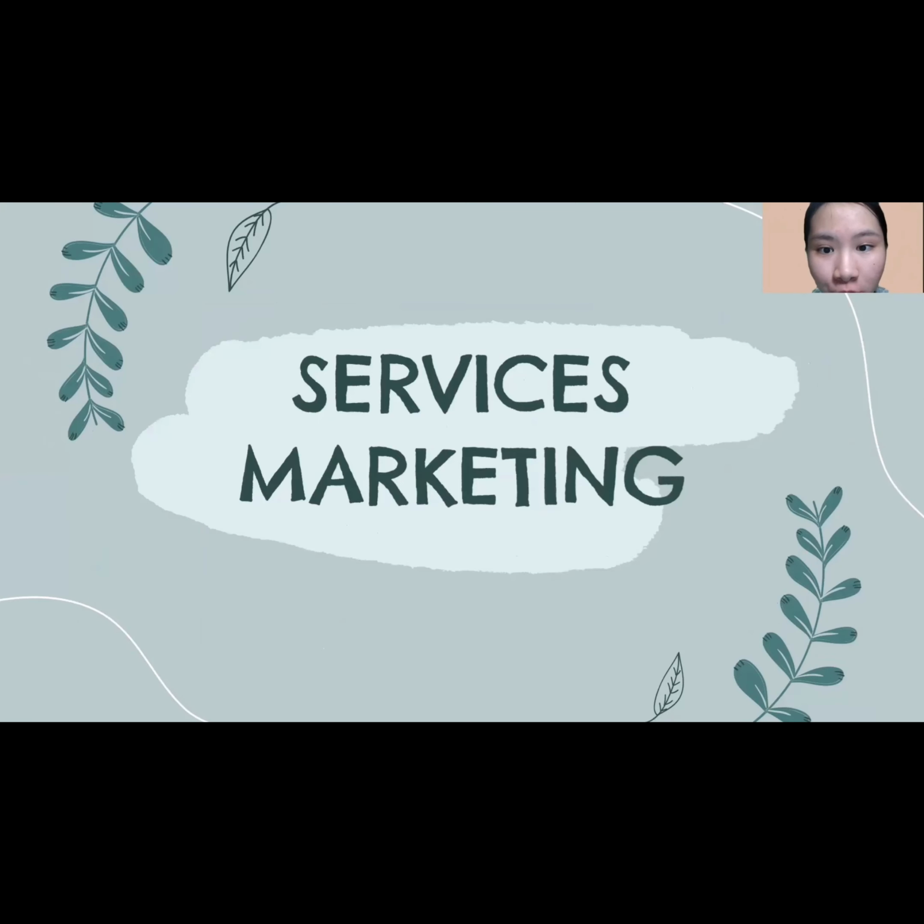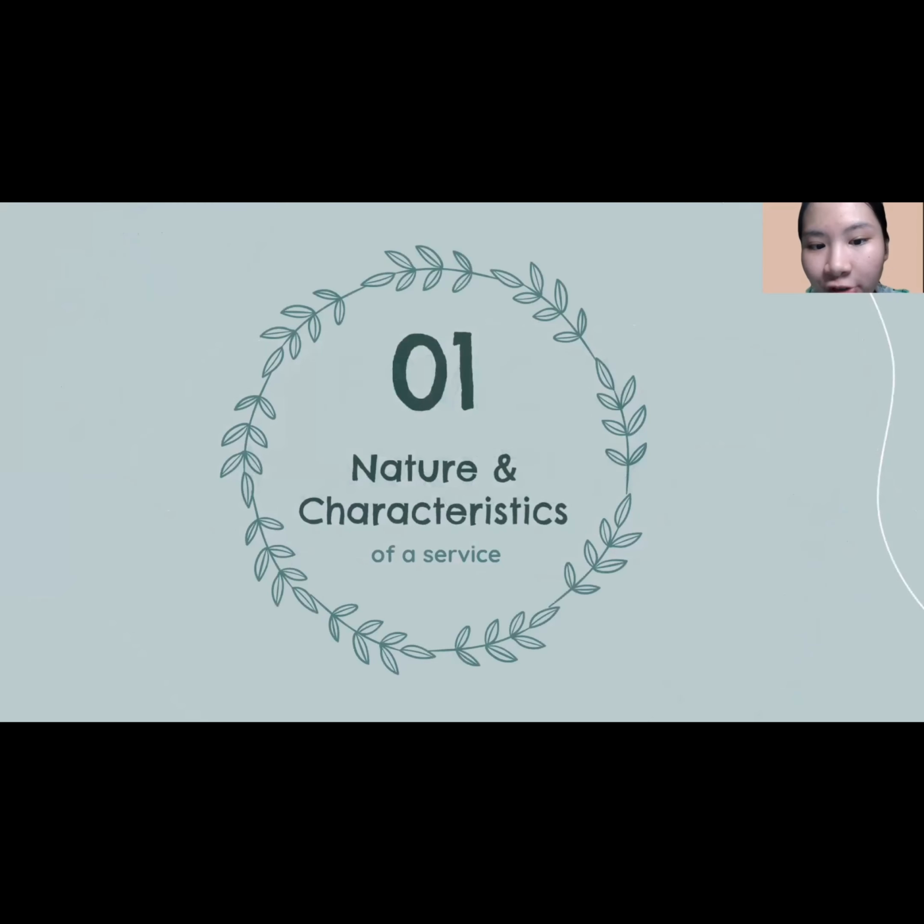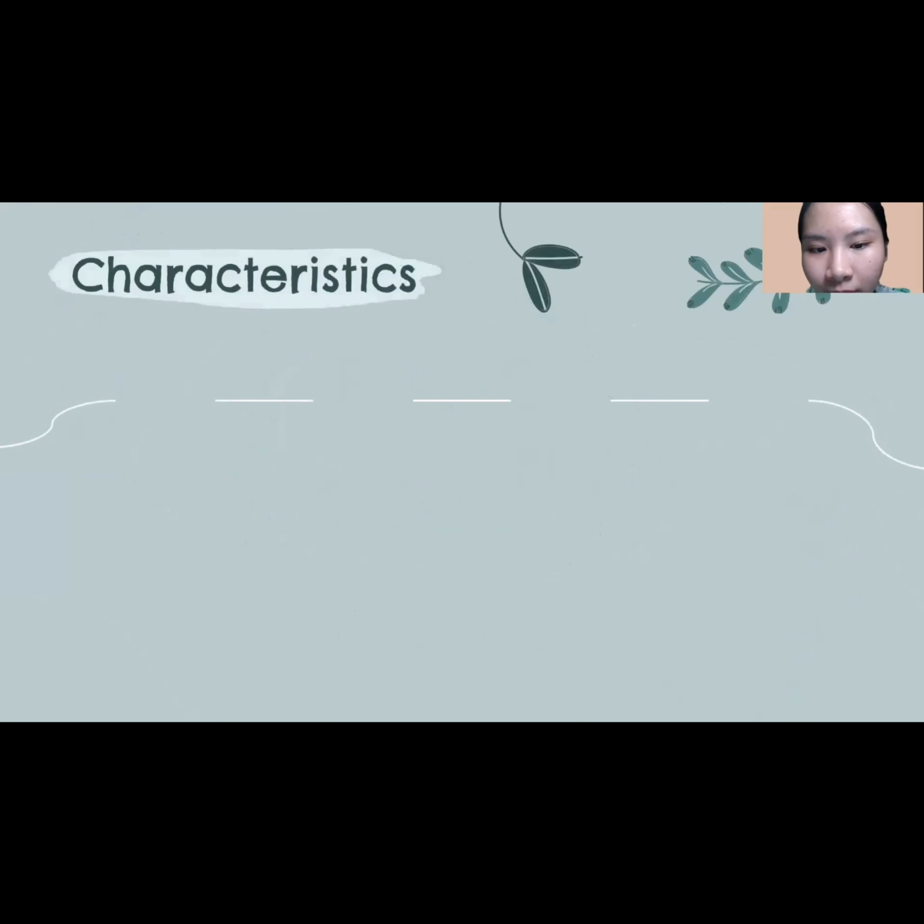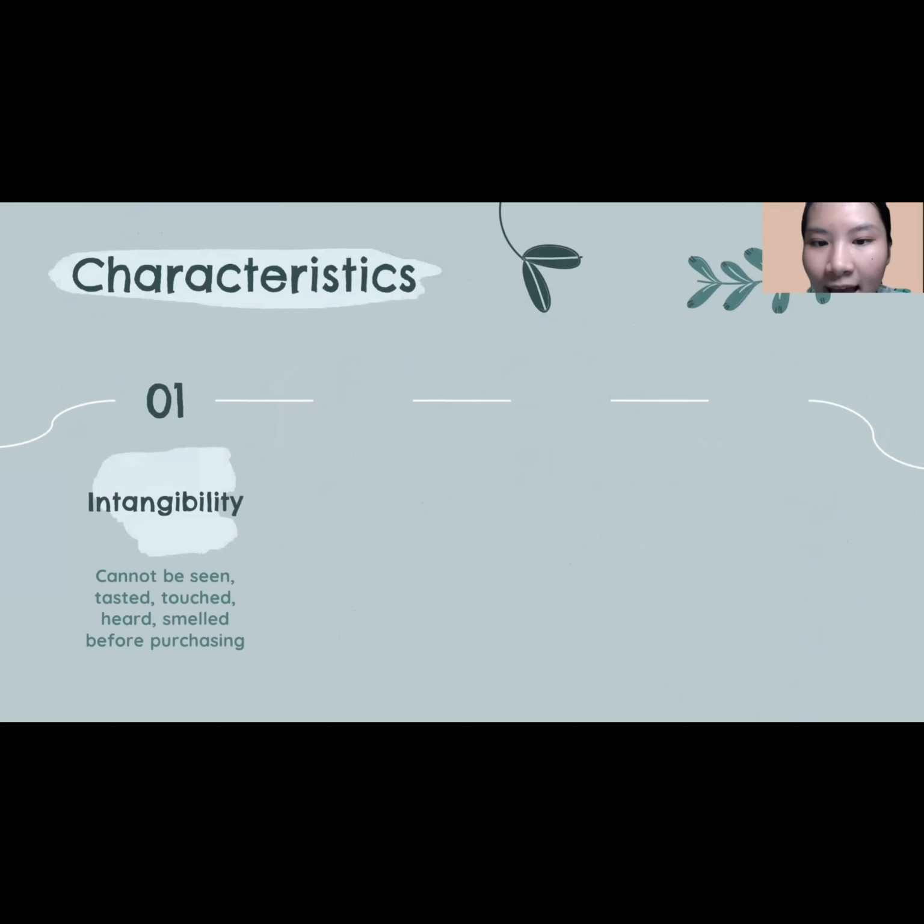Now, we'll move to the next learning objective, services marketing. So, first and foremost, let's consider the nature and characteristics of a service. Intangibility refers to the fact that services cannot be seen, tasted, touched, heard, or smelled before being purchased. As a result, consumers look for signals of service quality to make decisions about an organization.